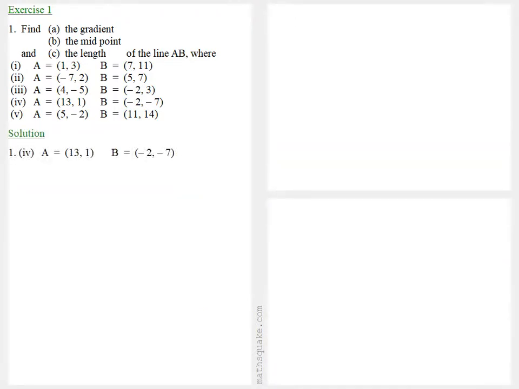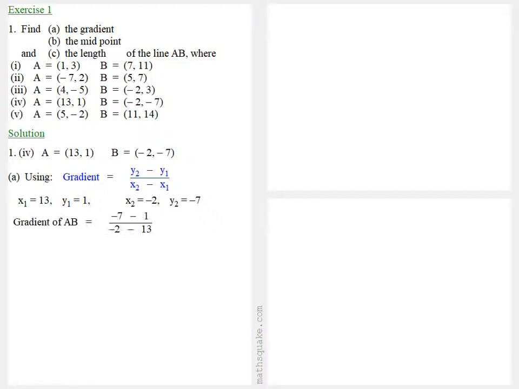In part 1.4, we have A is (13, 1), and B is (-2, -7). So x1 is 13, y1 is 1, x2 is -2, y2 is -7. And if we substitute in the gradient formula, we get the gradient of AB is equal to (-7 take away 1) over (-2 take away 13), which is -8 over -15, and so the gradient is 8/15.